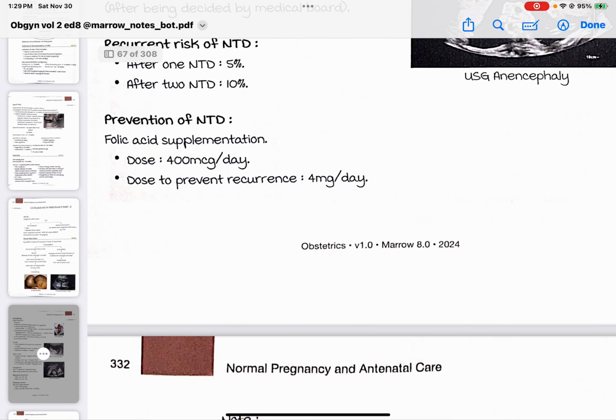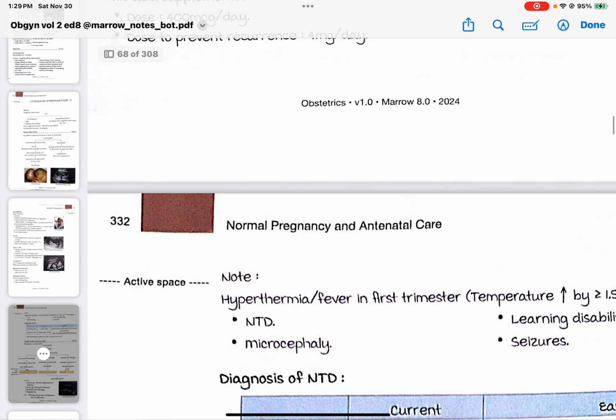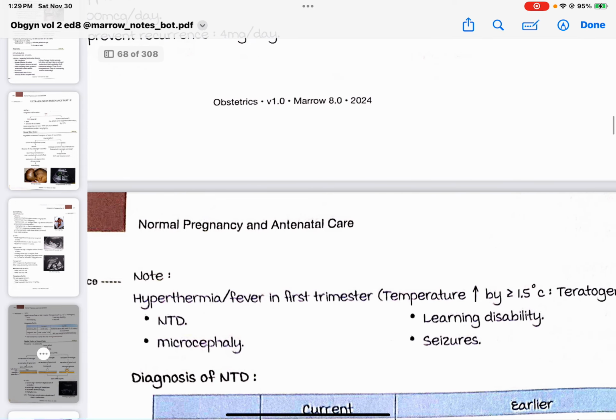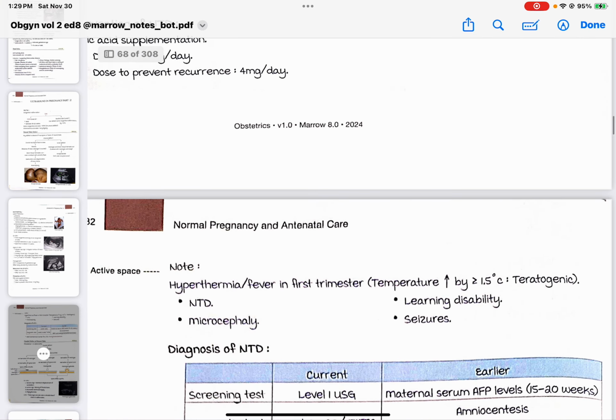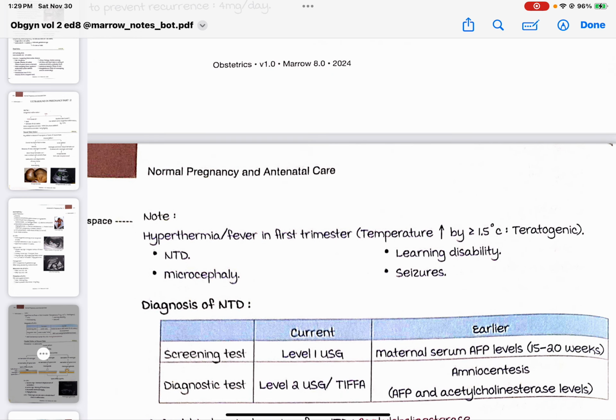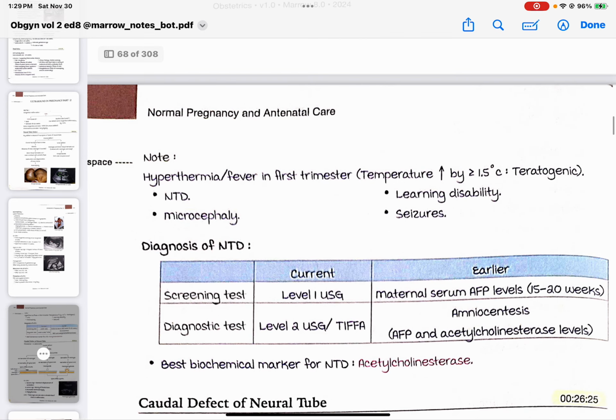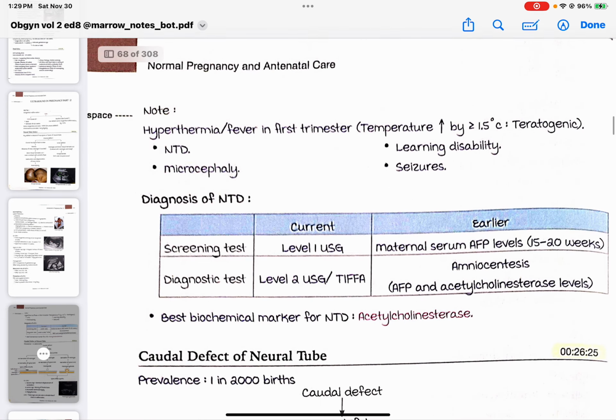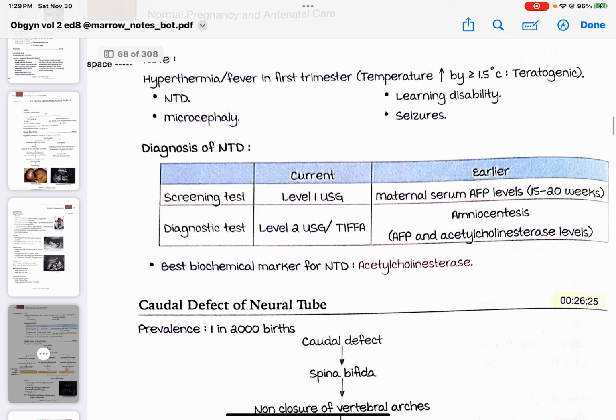Prevention of neural tube defects, folic acid supplementation, dose 500 microgram per day, dose to prevent recurrence, therapeutic dose 4 milligram per day. Note, hyperthermia, fever in first trimester, temperature increases by 1.5 degrees Celsius, teratogenic: neural tube defect, microcephaly, learning disability, seizures. The diagnosis of neural tube defect: screening test, currently level 1 ultrasound, maternal serum AFP levels.